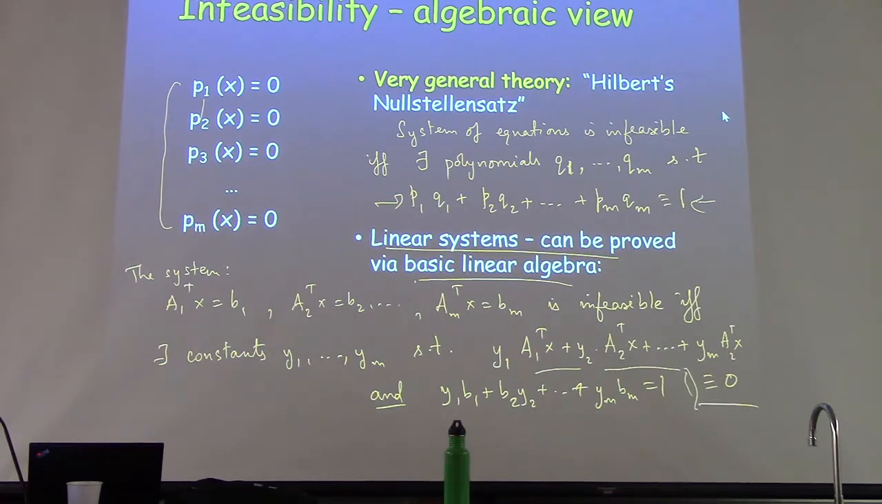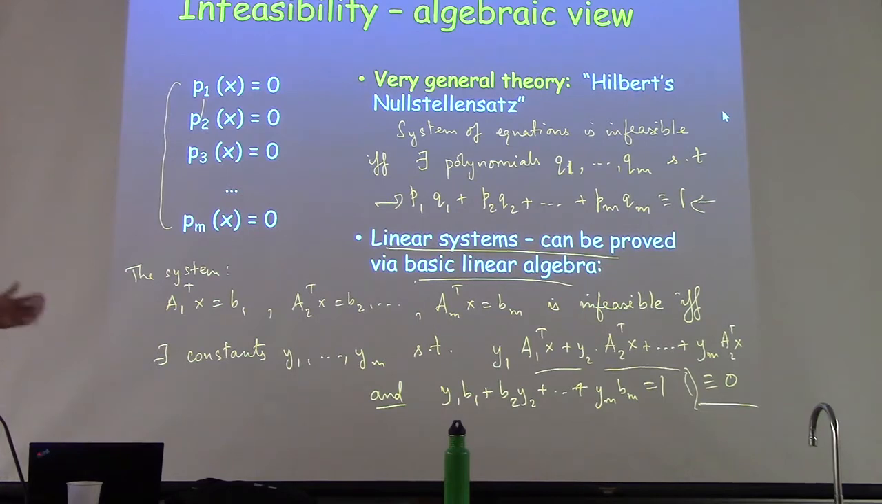So I could have written "is non-zero," but I just wrote equals 1 because I can always scale things so that it's equal to 1. I can always rescale the y's so that it's equal to 1. So is the statement of this theorem clear?